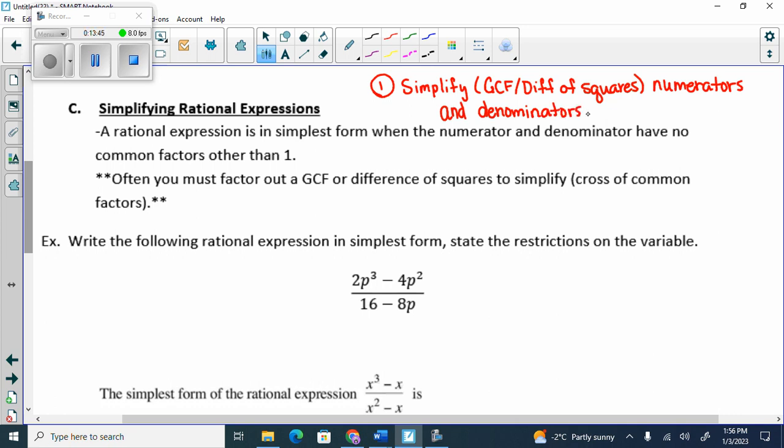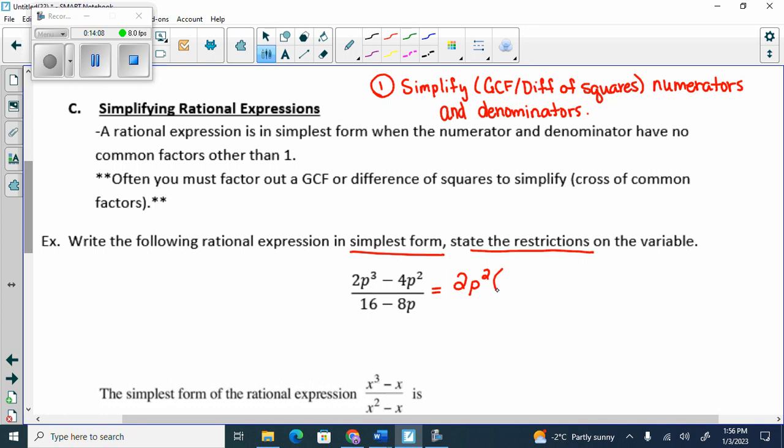All right. Write the following rational expression in simplest form. State restrictions on the variable. So I look at the numerator, and the first thing I say is, what can I take out? GCF, or difference of squares. And I can take out a 2 and a p squared.